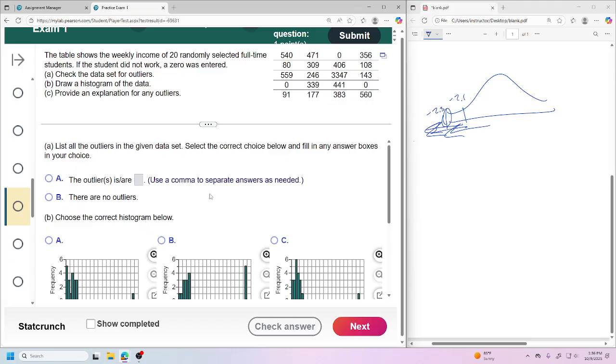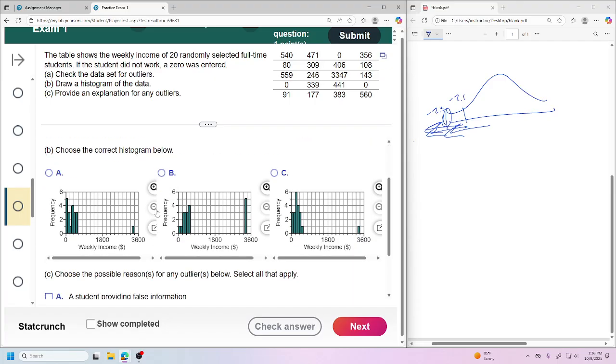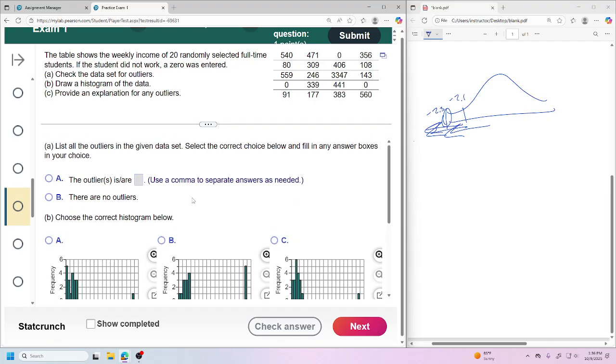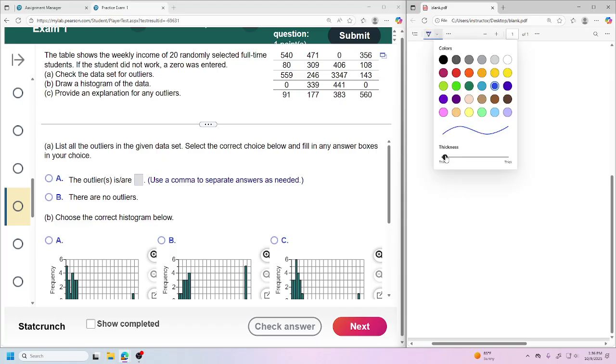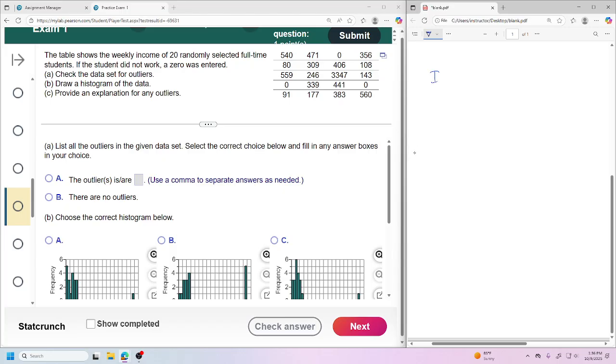If you have any questions as we go, let me know. Let's figure this out. The outliers and stuff, they're also going to be asking about fences and whatnot. So I'm going to remind you of a couple formulas here. Go ahead and click this guy here. First off, we need the IQR, which is Q3 minus Q1.